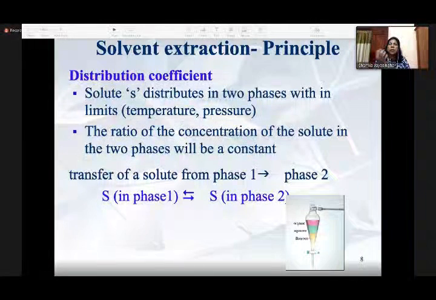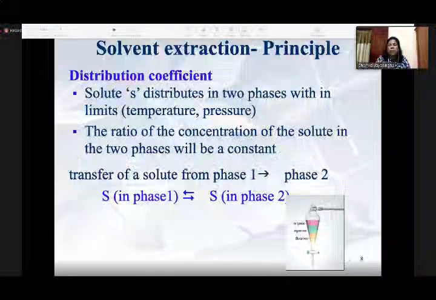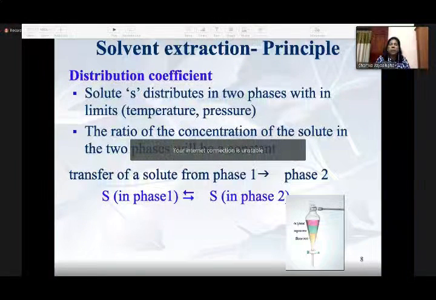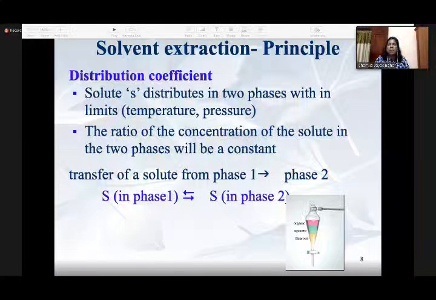because temperature and pressure make some changes to the solvents. If the temperature increases, then the mobility increases, therefore the distribution coefficient increases. Then again, at a low temperature, even if the pressure decreases, the mobility increases and the distribution coefficient increases. So therefore the distribution coefficient depends on the temperature and pressure. It says solute S distributes in two phases within limits, and the ratio of the concentration of the solute in the two phases will be a constant, right?